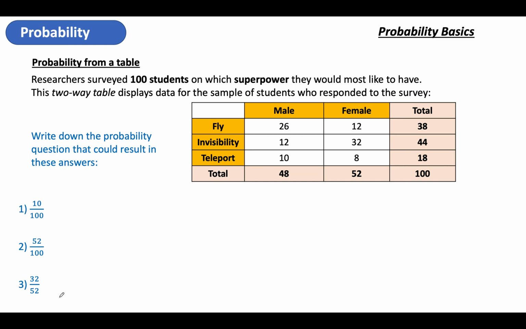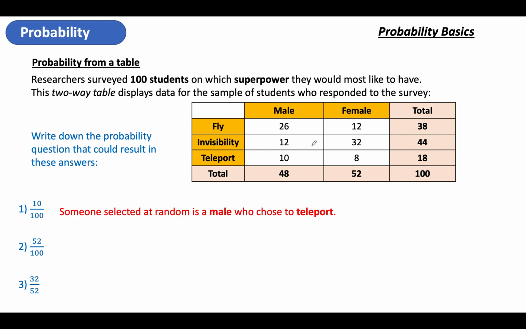Okay, we've unpaused, and I've pre-written these because my writing's so bad that we really need to write them out. And let's have a look. So 10 out of 100. Well, there's the 10. It's the only place 10 appears, and it's out of 100, and it's males that teleport out of everyone. So you need a sentence something like, someone selected at random, so it selects everyone, is a male who chose to teleport. Yep, because it's out of everyone.